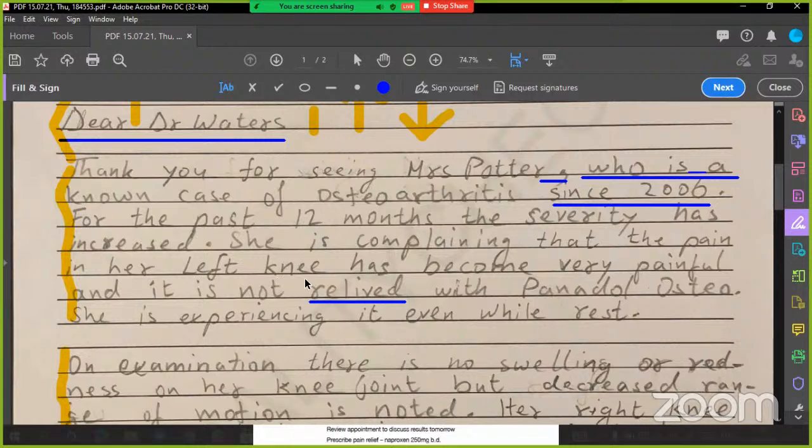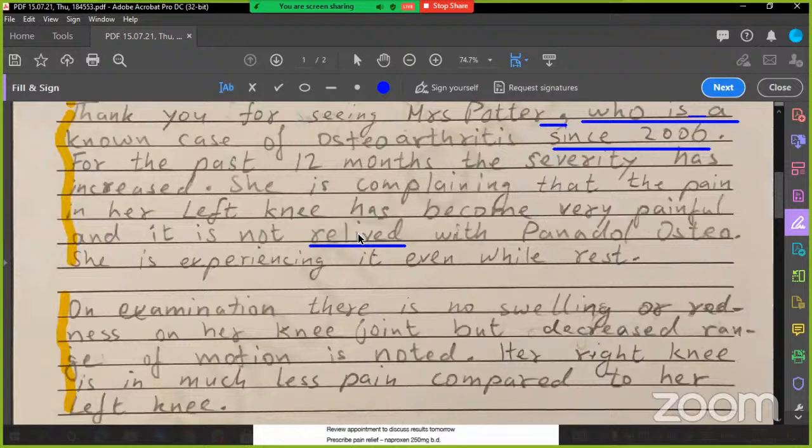Increased pain in her left knee was reported. Very painful means increased pain, was reported. Then next, try to use passive voice as far as possible. She is complaining is present tense, which means now. Has become very painful and it is not relieved. Relieved spelling mistake.